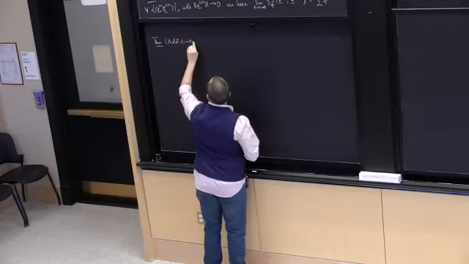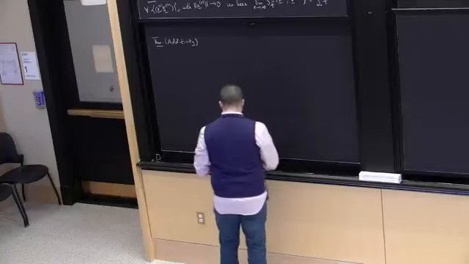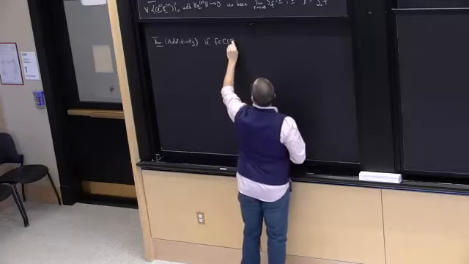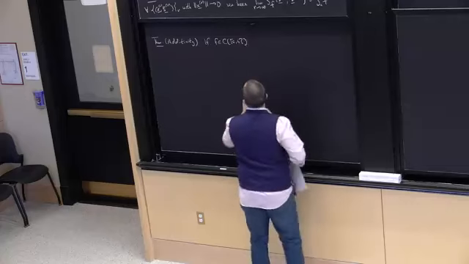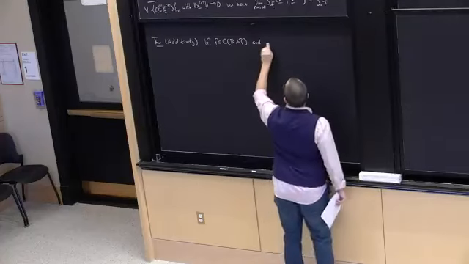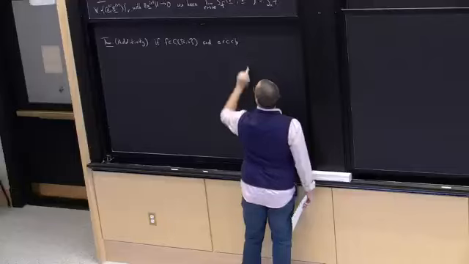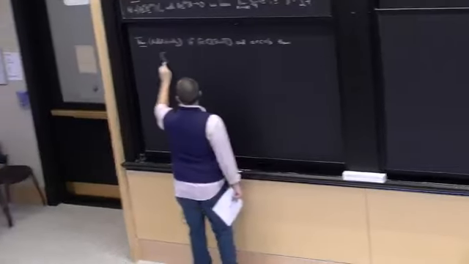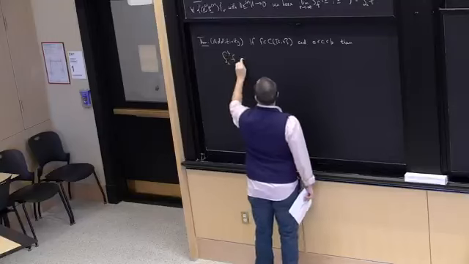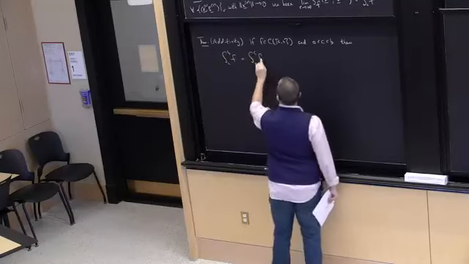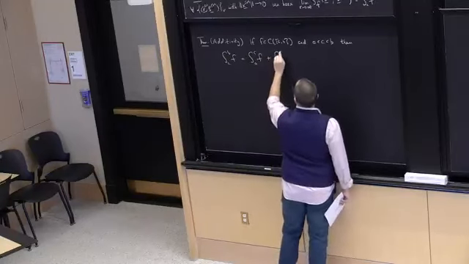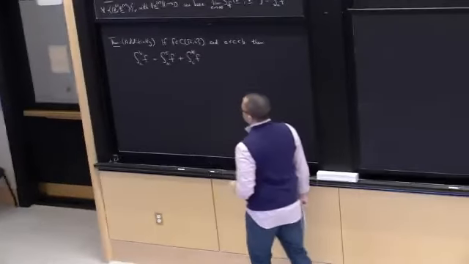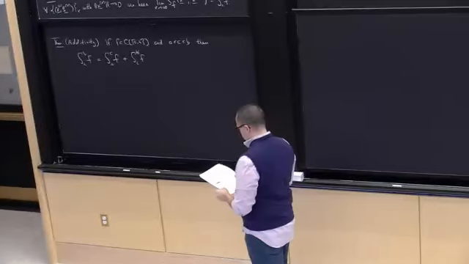So this next property is the additivity of the Riemann integral, which states the following. If f is in C(AB), and I take a point c between A and B, then the integral from A to B of f is equal to the integral from A to C of f plus the integral from C to B of f. Okay.